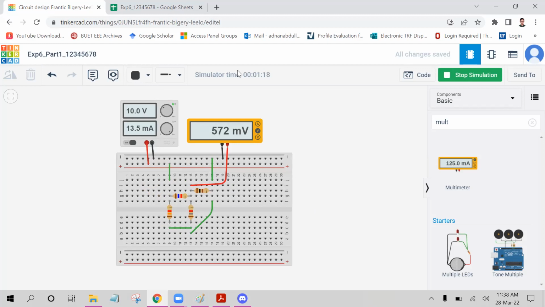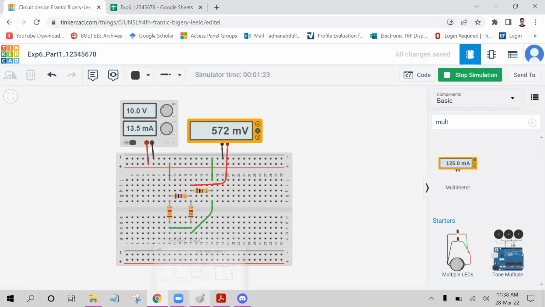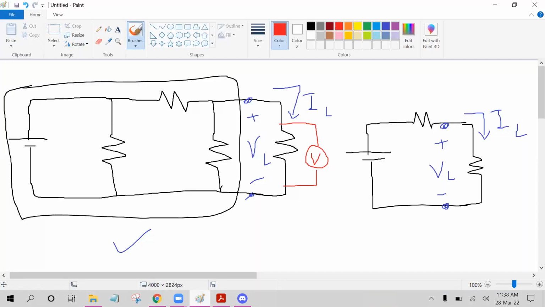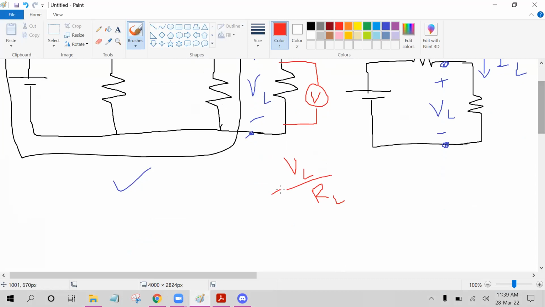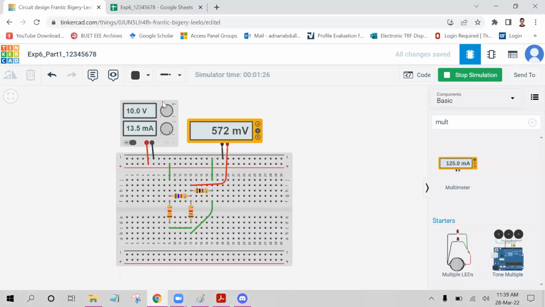Okay, now we need to measure the load current. We can use an ammeter or we can use some alternative, right? What is the alternative to an ammeter? How can we measure the load current without using an ammeter? You can use the multimeter to find the voltage. Exactly, we have already measured the voltage. So what we can do is divide this voltage by the load resistor value. That will give us the load current IL. Simple. So we do not need to take another measurement from Tinkercad.